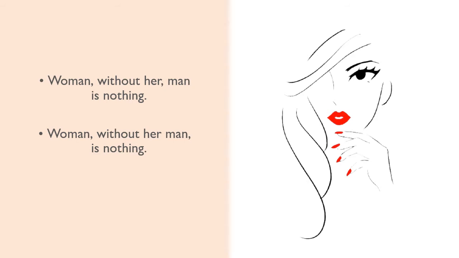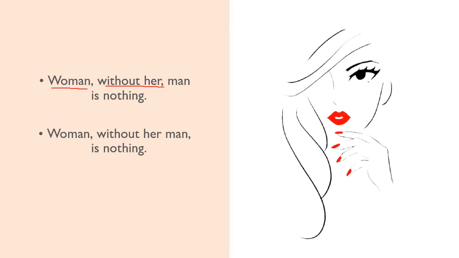Woman, without her, man is nothing. See that? That's how powerful a punctuation mark is. So we put the comma after the word woman and after the word her. That gives us a strong image of a woman.